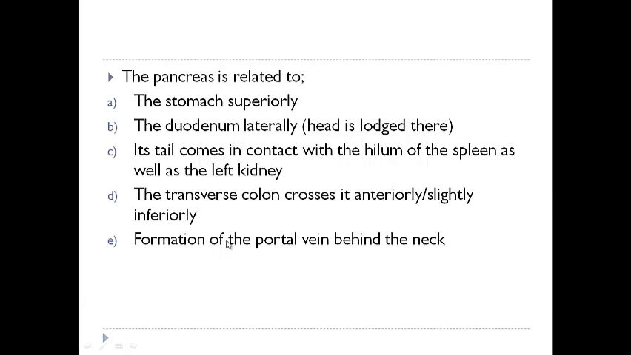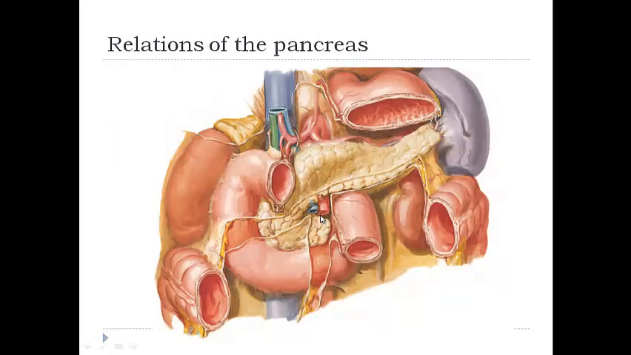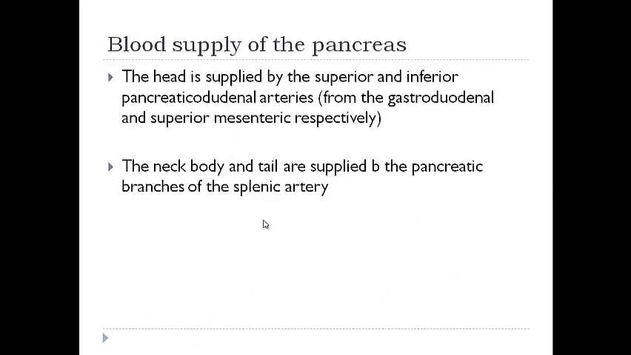And like I said, we've got the formation of the portal vein behind the neck, which we'll talk about in more detail soon. And if you remember from the lecture about the duodenum, I said that in between the head of the pancreas and the duodenum, in this curve here, you had the inferior and superior pancreaticoduodenal arteries lodged in there and supplying both organs.